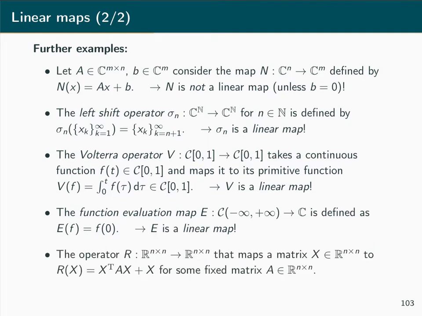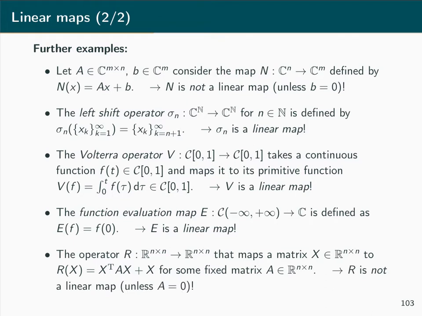As the fifth and final example, we consider the operator R that maps from the space of n by n real matrices into the space of n by n real matrices, and it maps a matrix X to the matrix X transpose AX plus X for some fixed matrix A in R^(n by n).